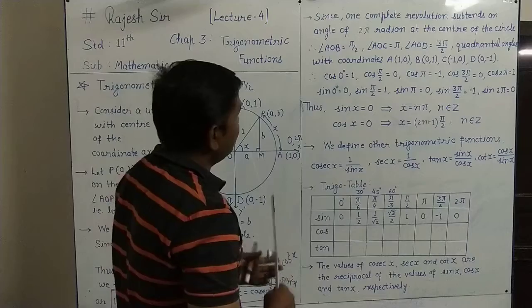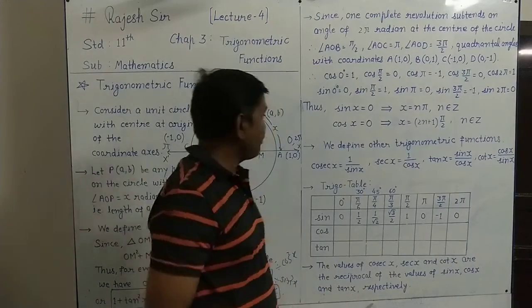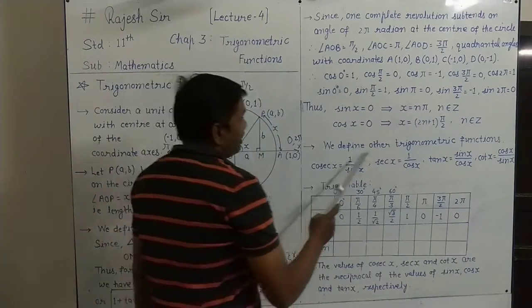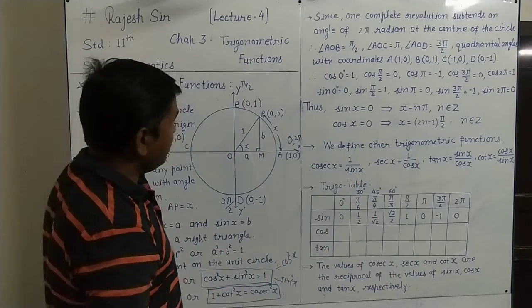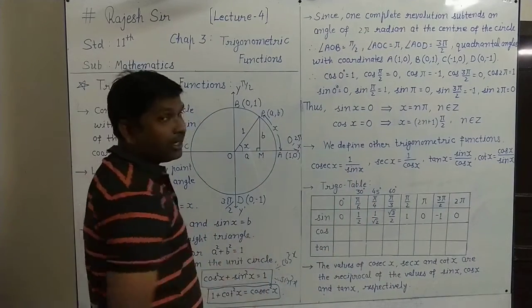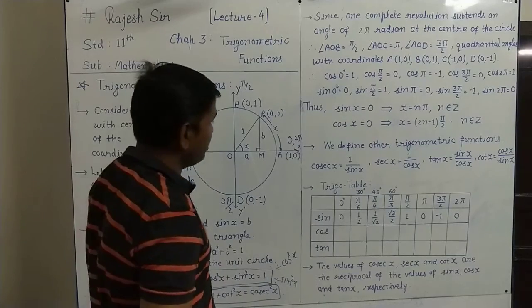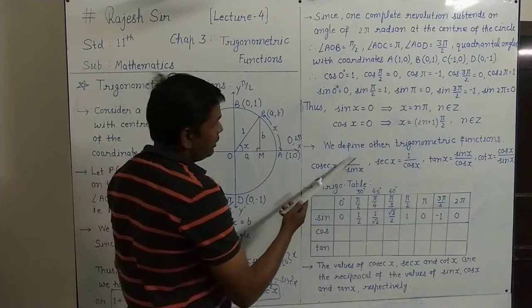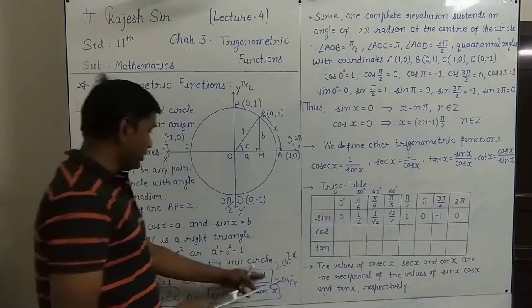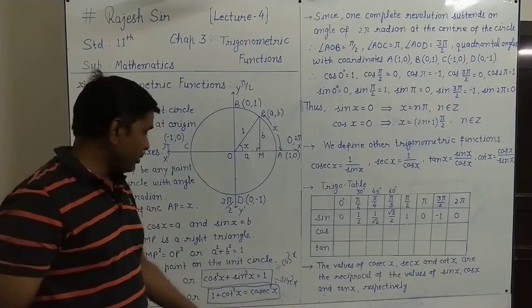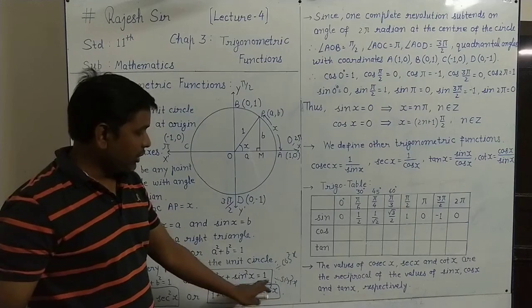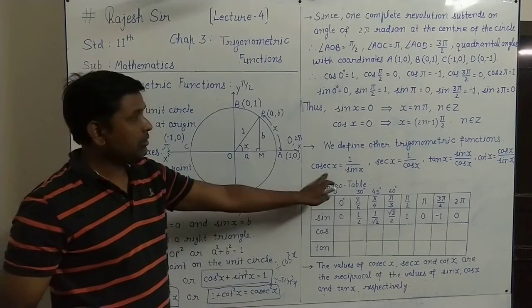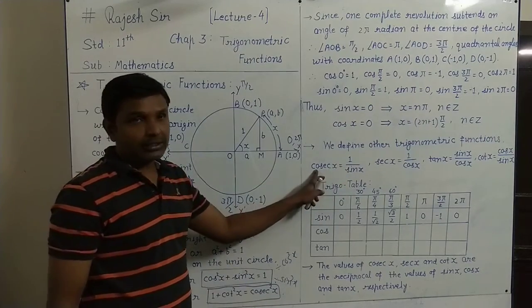This way we define other angle related values, and we define the other trigonometric functions and their relations with the previous ones. We have also seen this in earlier classes, in 10th standard, that cosec x equals 1 upon sin x, and we use that here also. 1 upon sin equals cosec x.